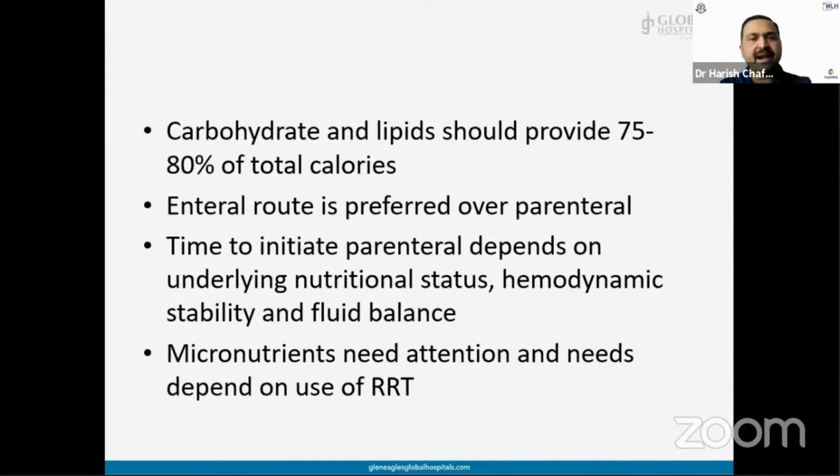Enteral route is preferred over parenteral. Definitely, whenever the gut is ready, use the gut rather than parenteral. We know what can happen with parenteral nutrition. When there is no choice, we have to choose it, but it definitely adds a risk to a patient who is already septic.